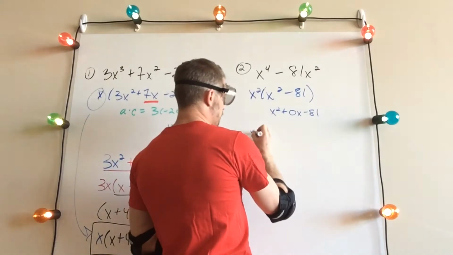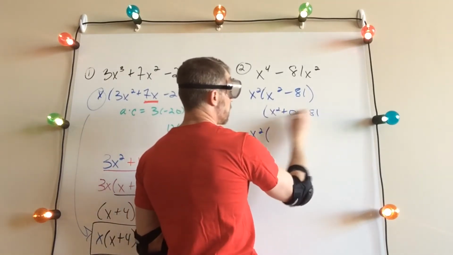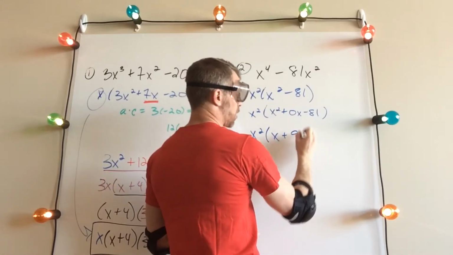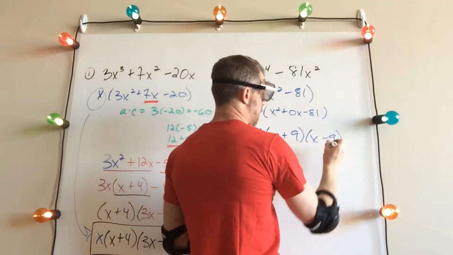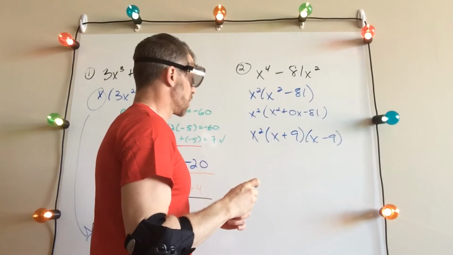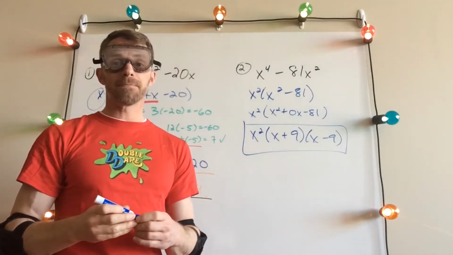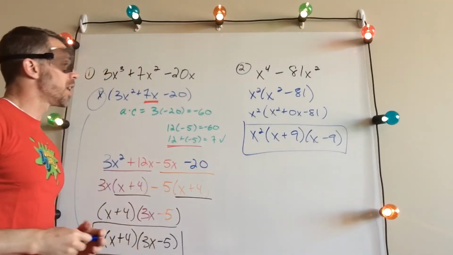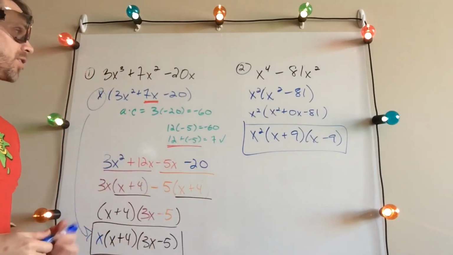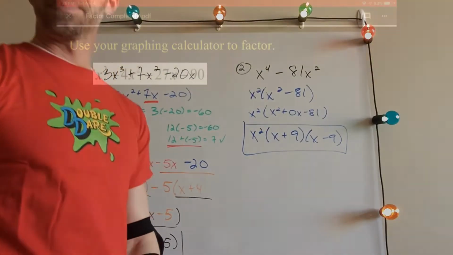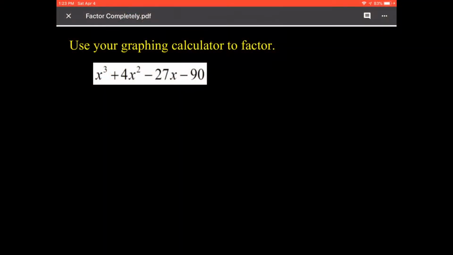So that x squared stayed outside. And then x plus 9 and x minus 9 was what that difference of squares piece factored into. All right. So we were able to do these higher order polynomials by factoring out a GCF and then factoring the resulting quadratic polynomial.